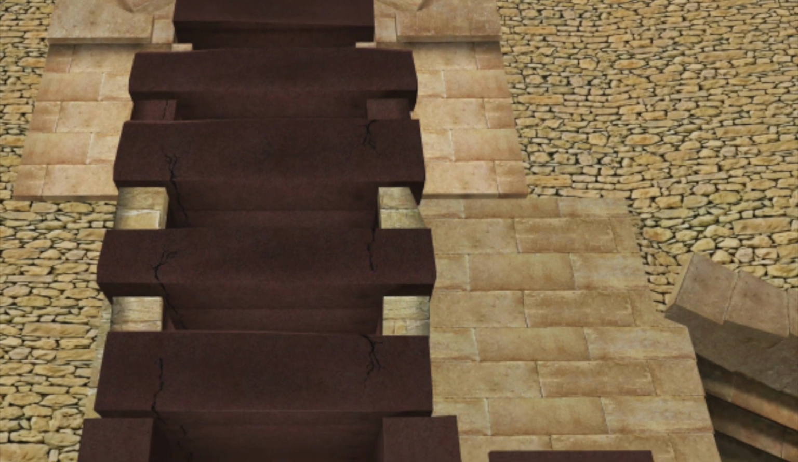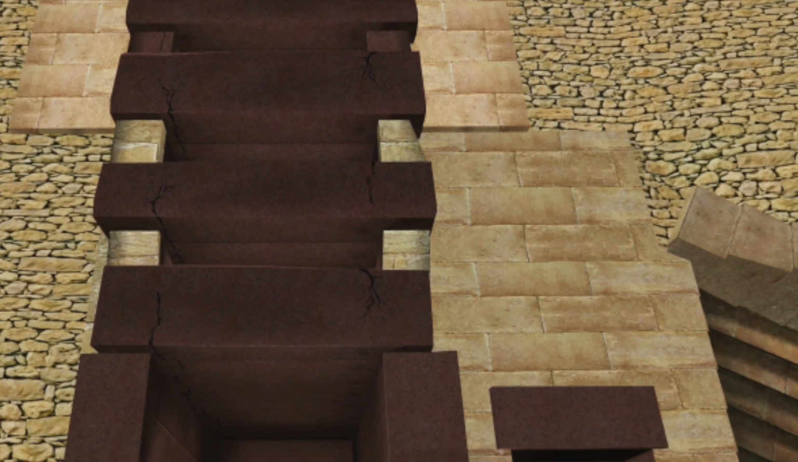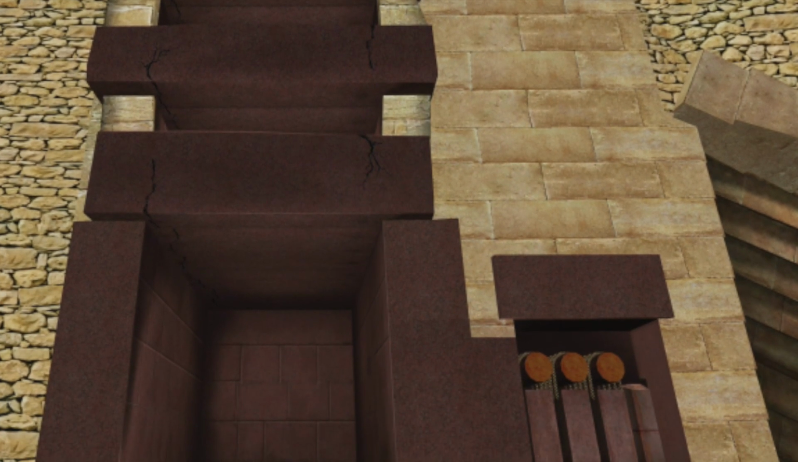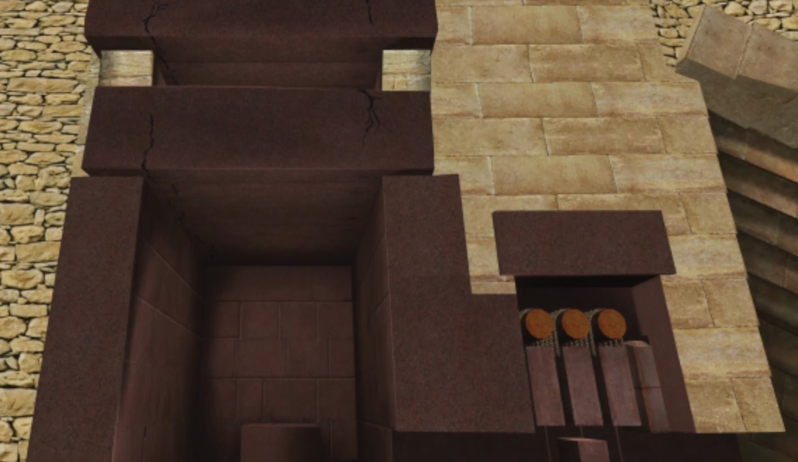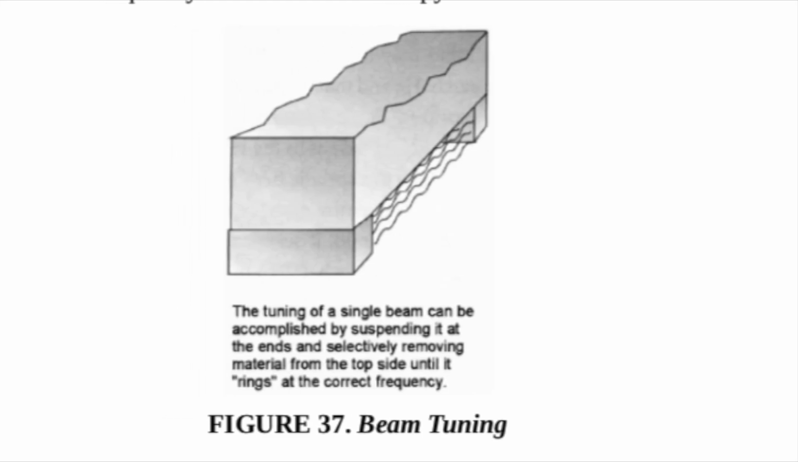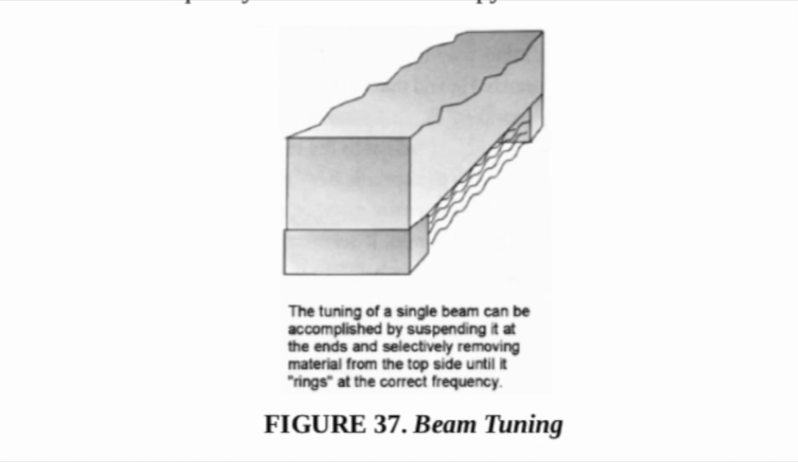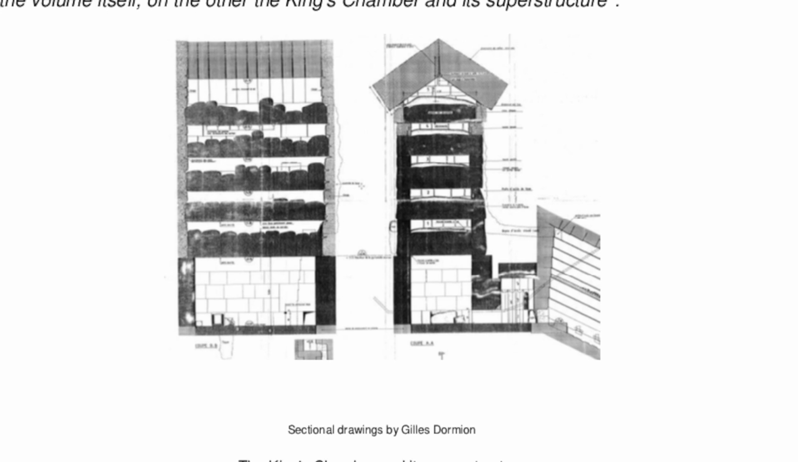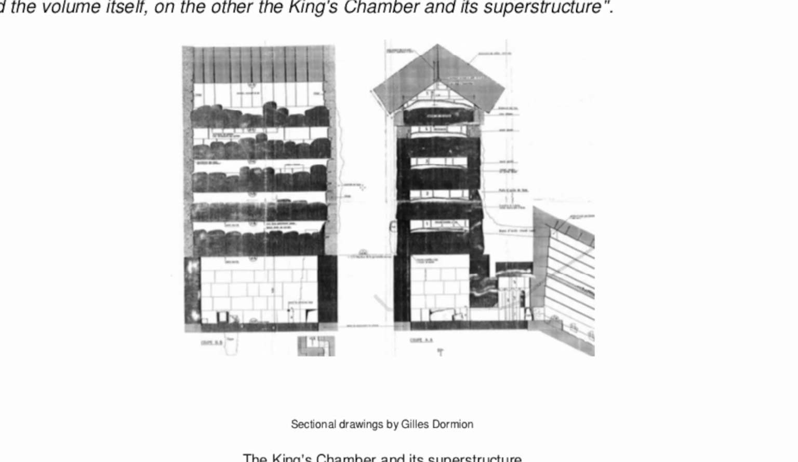But we are skipping ahead slightly here. Let's look at the makeup of the King's Chamber and the so-called relieving chambers above it. Dunn explains that the rough topmost surfaces of the beams of each relieving chamber are this way due to them being tuned by stonemasons to give off the exact correct frequency for resonance. Dunn also claims that the King's Chamber floor sits on corrugated rock.